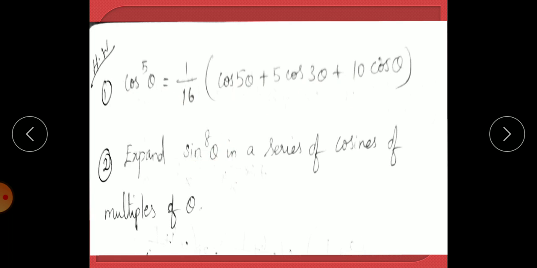Sin power 8 theta in the series of cosines of multiples. See here, we have to write sin power 8 theta in the series of cosines. The answer should be in the cosine terms. That is very, very important.